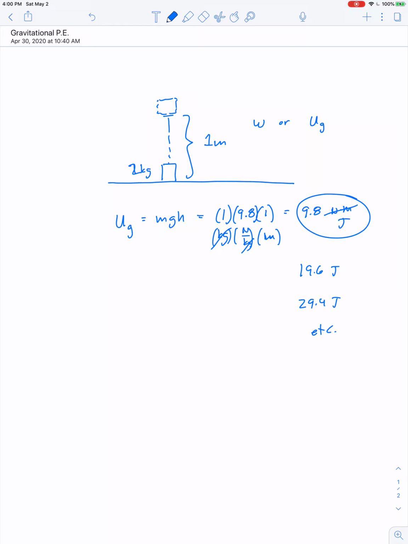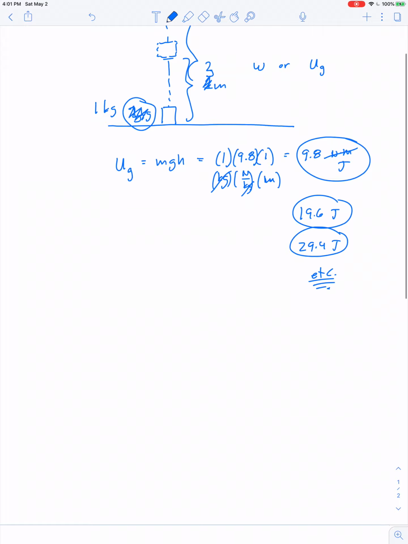What if instead of imagining I keep multiplying or increasing the value of the mass, what if I keep increasing the distance? What if I lift it to 2 meters? What if it's 1 kilogram, but I lift it to a height of 2 meters instead of 1 meter? Then 19.6 joules. What if I lift it to 3 meters instead? Then 29.4 joules. Now, can I say etc. on this one? Unfortunately, no.